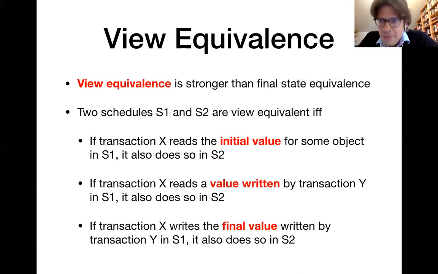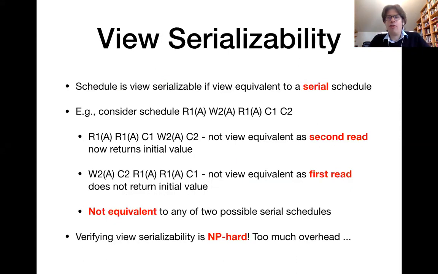Thank you. All right, so here the last condition basically means that the final value of those objects should not change when comparing the two schedules. So that is basically referring back to final state serializability. And then view serializability again means that we find a serial schedule which is view equivalent to the schedule that we are analyzing.